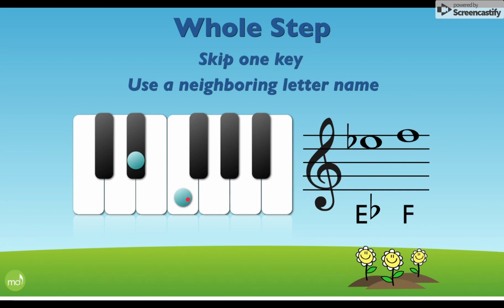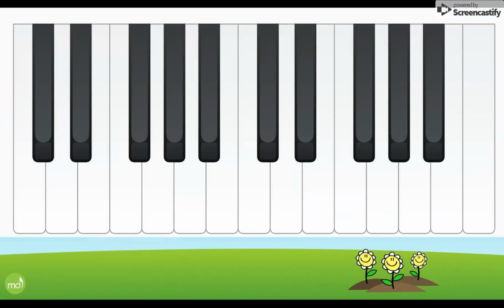We want to use a neighboring letter name. That's really important. E to F, B to C, D to E, A to B, G to A, or going backwards, G to F, E to D, C to B. We always want to use a neighboring letter name when we're talking about whole steps. That's really important. All right, let's do some practice.